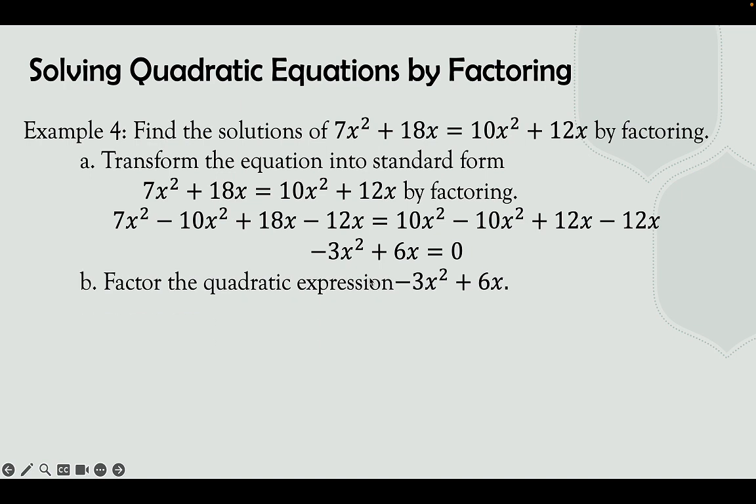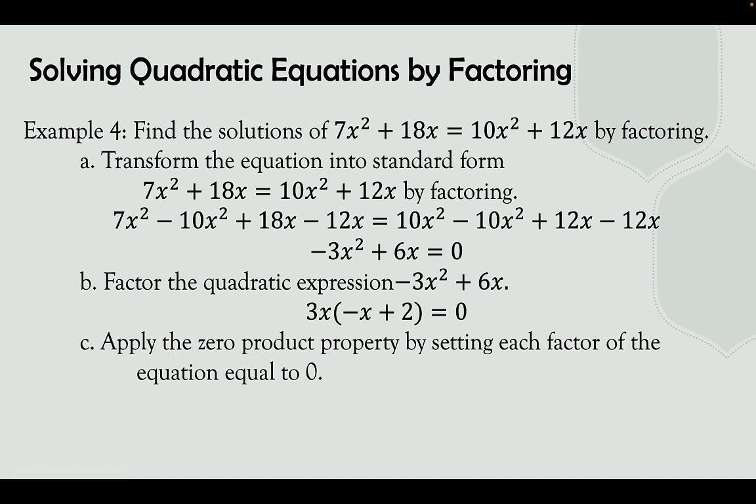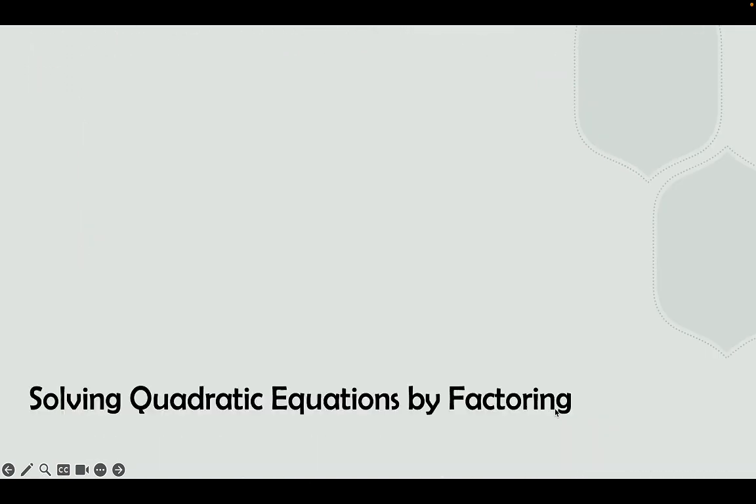Now, we need to factor the quadratic expression. We can factor this one as positive 3x times negative x plus 2 equals 0. Since 3x times negative x, that is negative 3x squared, and then 3x times positive 2, that is positive 6x. Apply the zero product property by setting each factor equal to 0. So we have 3x equals 0 and negative x plus 2 equals 0.